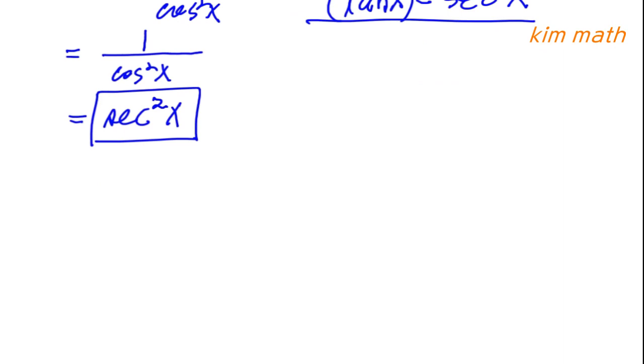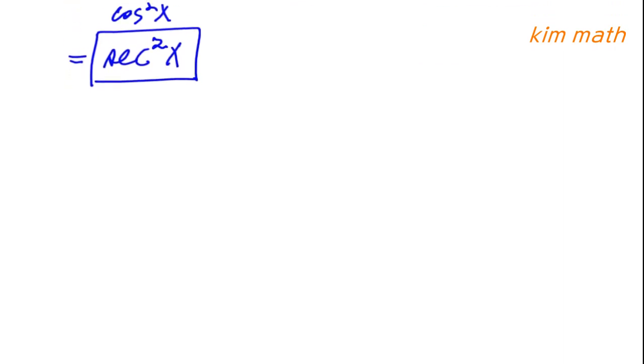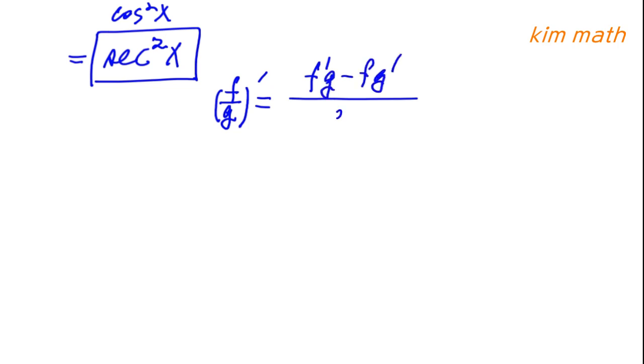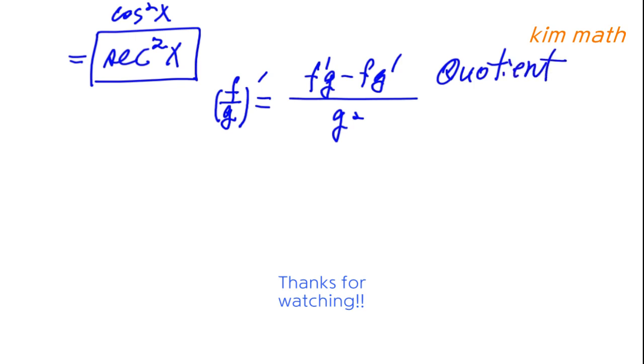Good. Okay, let me summarize one more time. If you have f over g, some expression over another expression, or a rational expression, the derivative will be f prime g minus f g prime over g squared. This is the quotient rule.